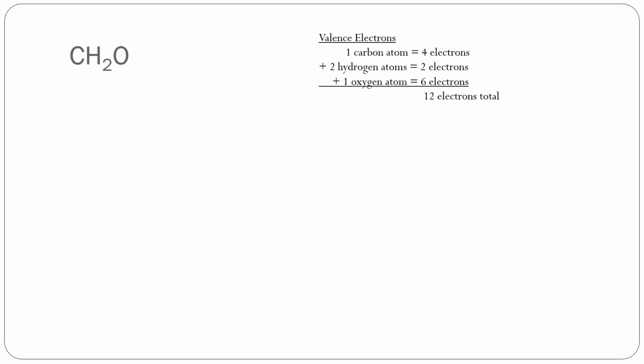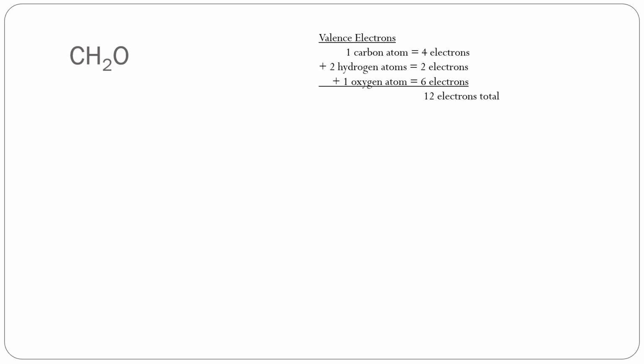Next, let's look at the organic molecule formaldehyde. The chemical formula is CH2O. Here there are 3 atoms present. We'll count the total valence electrons first. 1 carbon atom, 2 hydrogen atoms, and 1 oxygen atom give us a total of 12 valence electrons available for bonding.